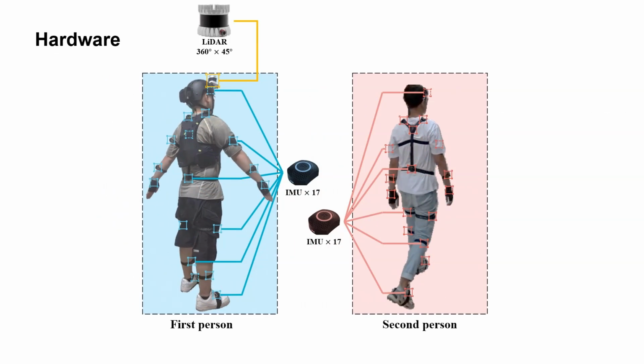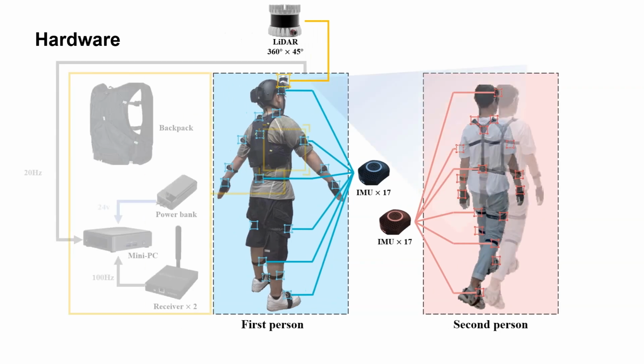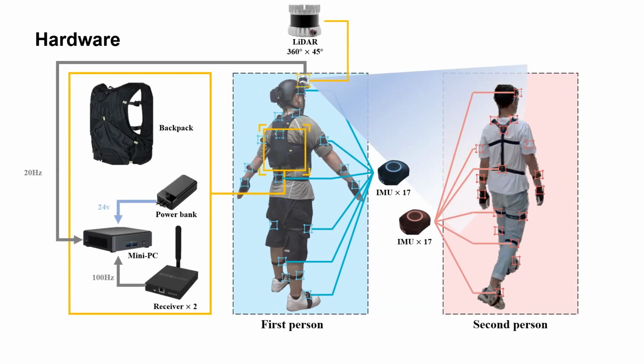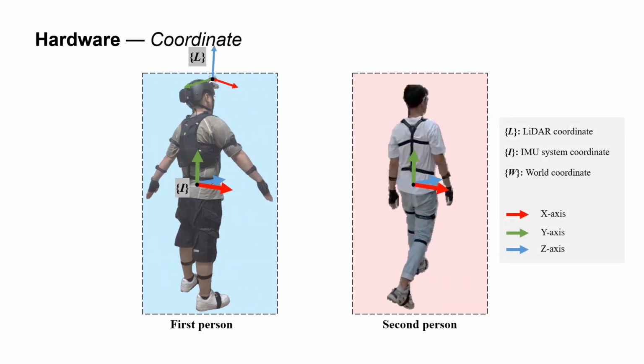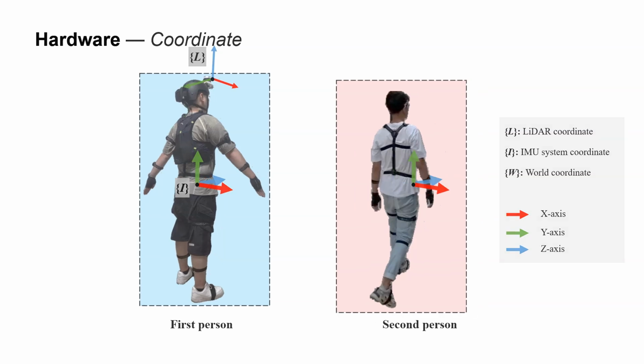Both individuals are equipped with 17 body-attached IMU sensors. The first person also wears a head-mounted LiDAR sensor and a backpack. Let's define 3 coordinate systems. 1. IMU coordinate system, whose origin is at the pelvis joint of the first SMPL model. 2. LiDAR coordinate system, whose origin is at the center of the LiDAR. 3. Global or world coordinate system, which is manually defined in the scene.